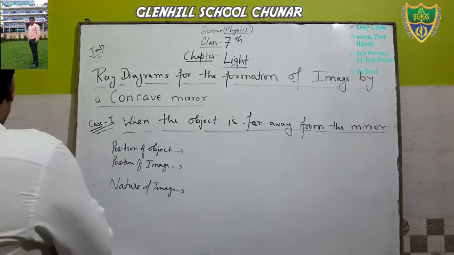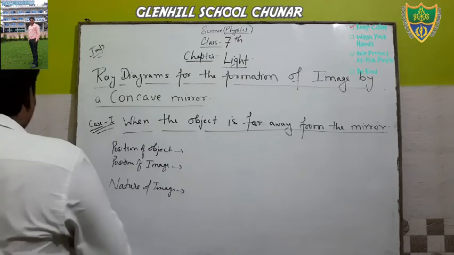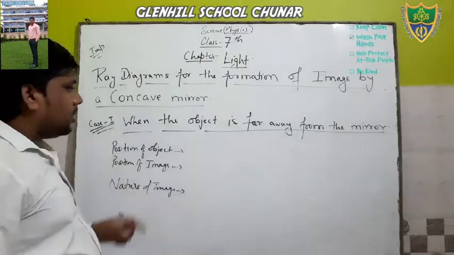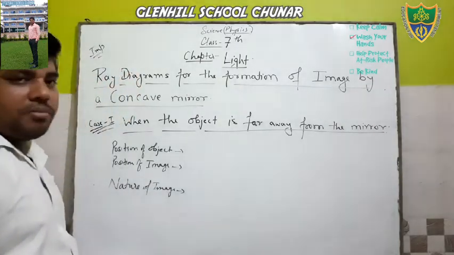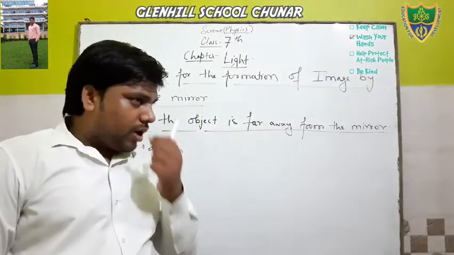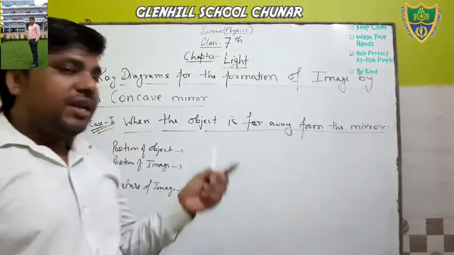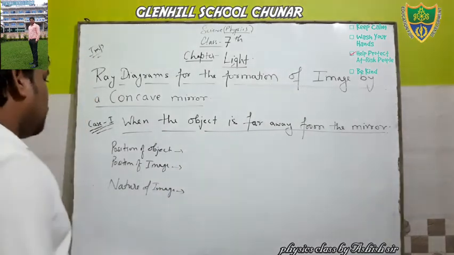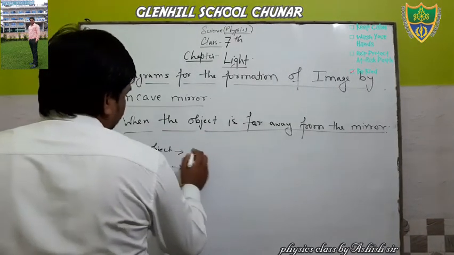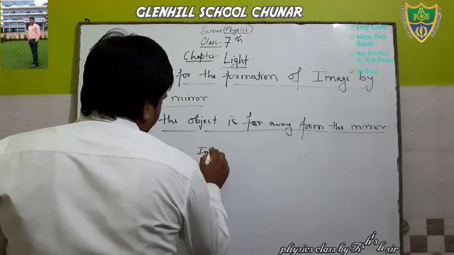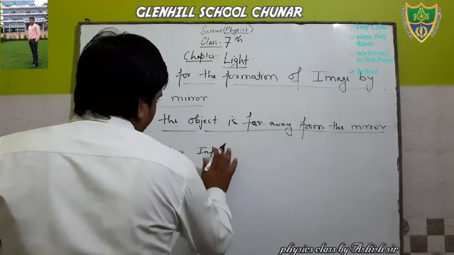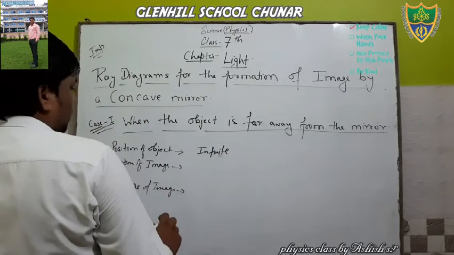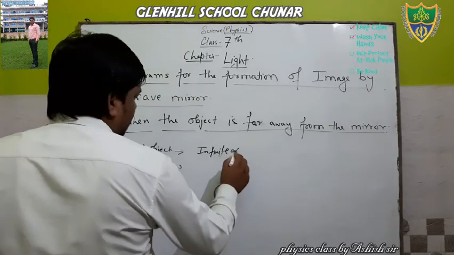First is what? Position of object is here. Object is very far away from the mirror. What do you mean by very far? Very far away means the object is at infinity. Infinity means the object is very far away. So you have to write here infinity. And the symbol of infinity is like this.